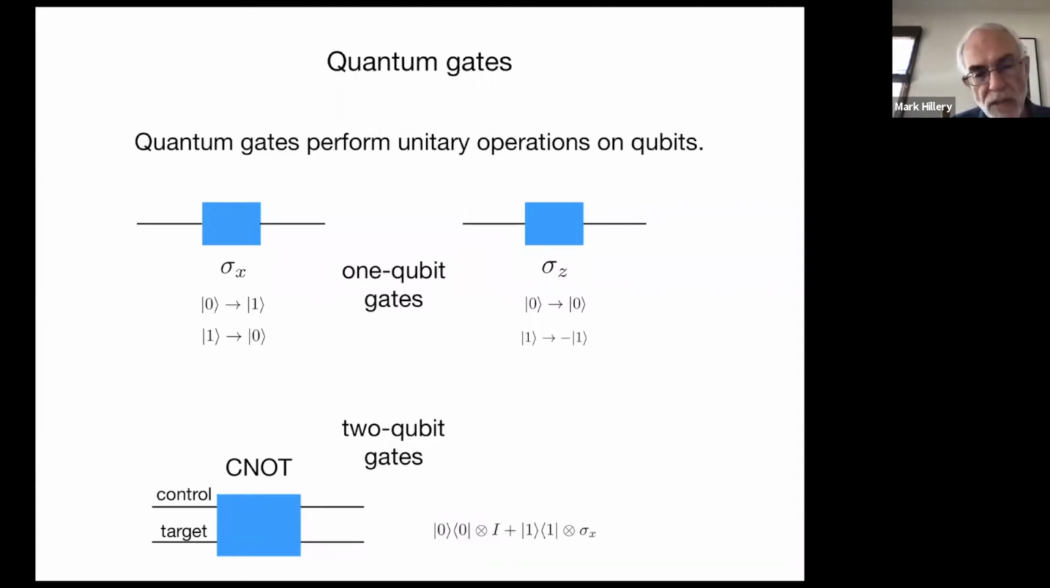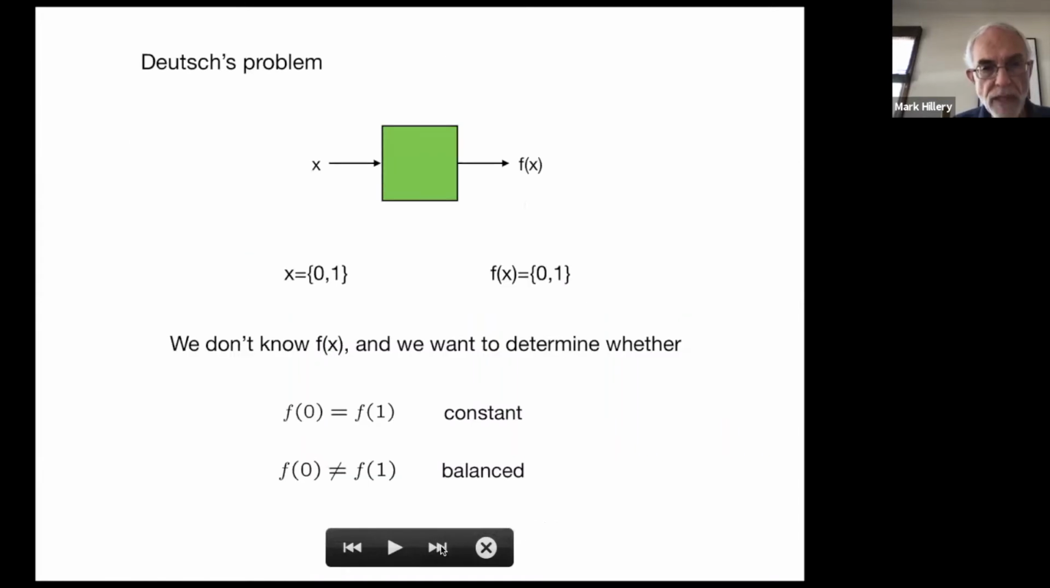So if I put the control in a superposition, then what will happen is that the control and the target will become entangled. We'll have more to say about that in just a bit. And entanglement is something that you generally need to take advantage of the quantum effects on a quantum computer.